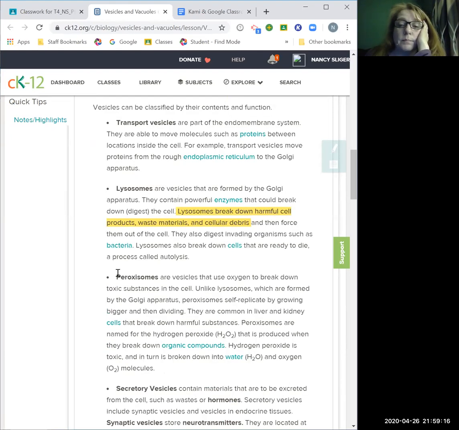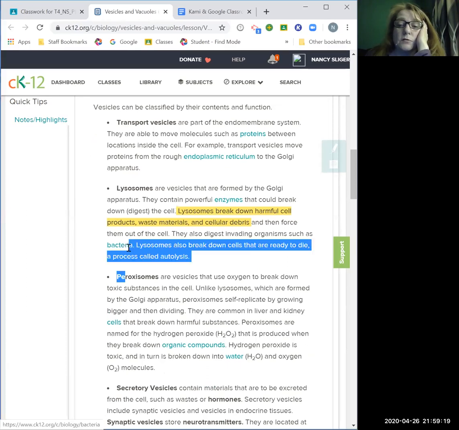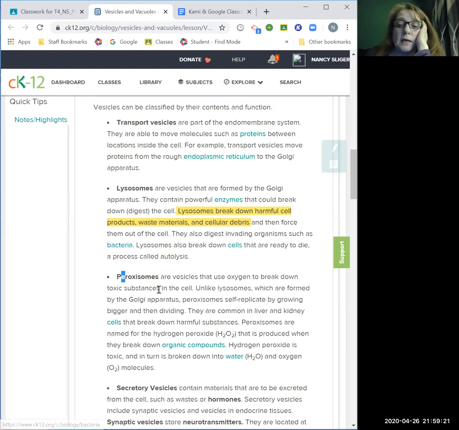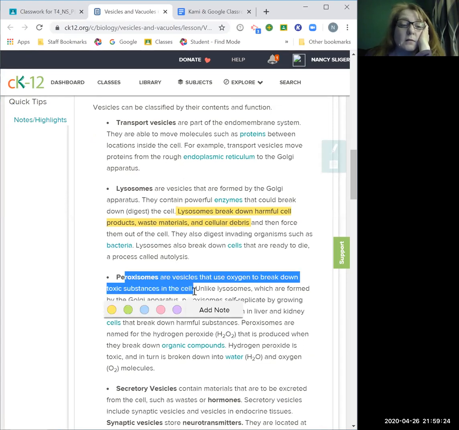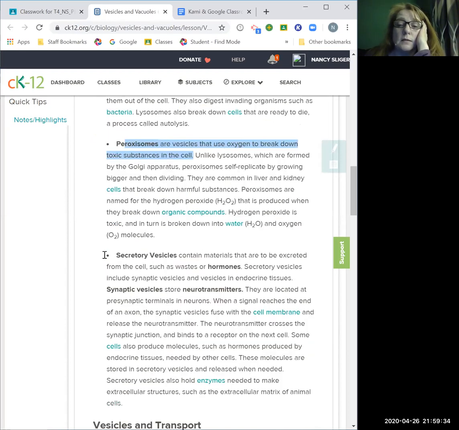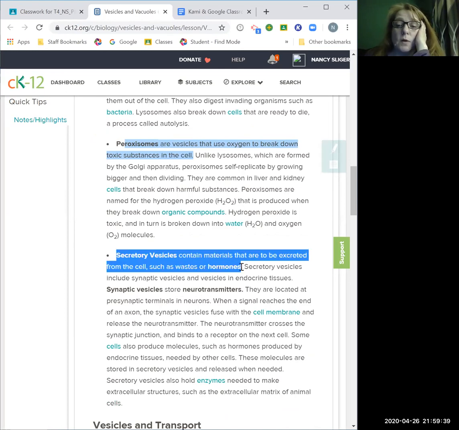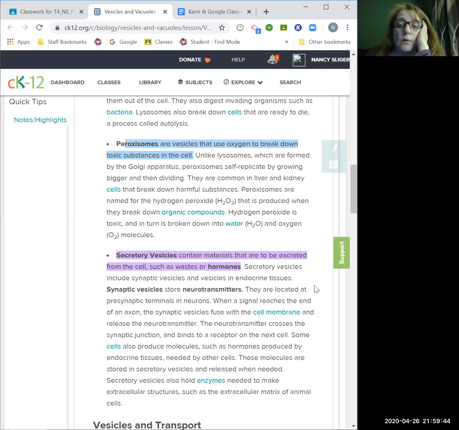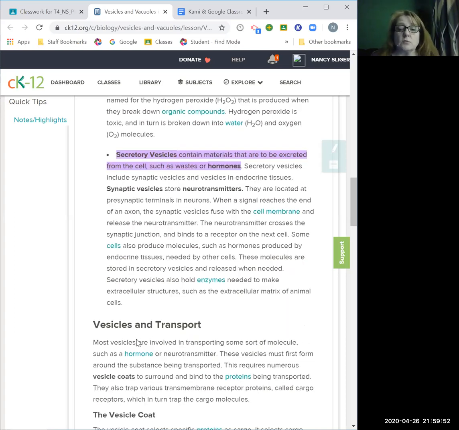The peroxisomes are vesicles that use oxygen to break down toxic substances in the cell. Secretory vesicles, they help to move things to be secreted out of the cell, sometimes like waste or hormones. And I'm really not going over a lot of this. I mean, you can read through this, but I need you to just have a basic understanding of what these structures do.